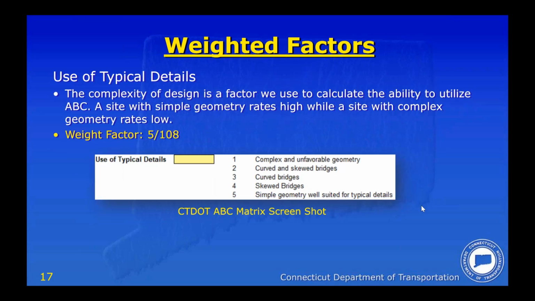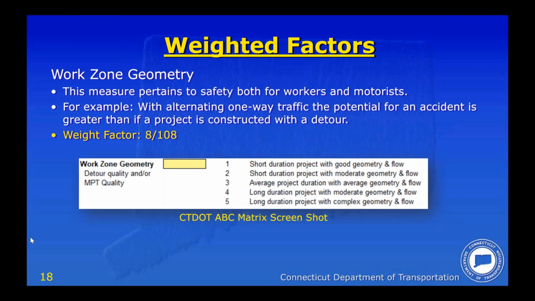Same for this, typical details. 1 for bridge, very complex, unfavorable geometry, maybe where every deck panel might be unique, with a flaring bridge. To 5, very simple bridge, well suited for simple geometry and typical standard details. Work zone geometry, a weight factor of 8 over 108. So we put a slightly higher premium on this.